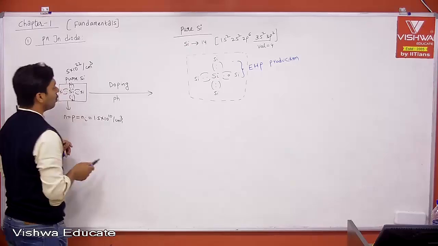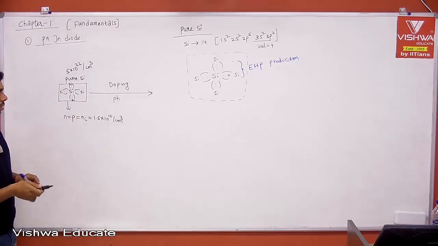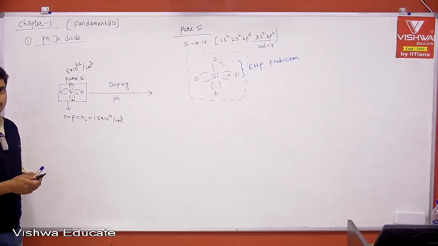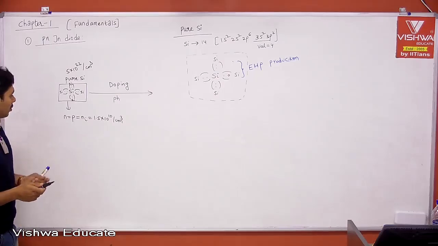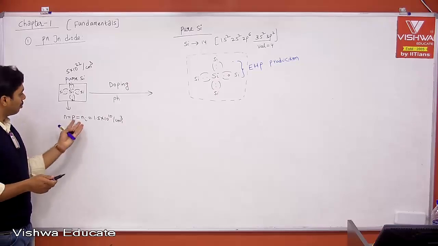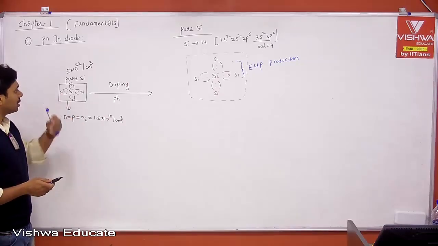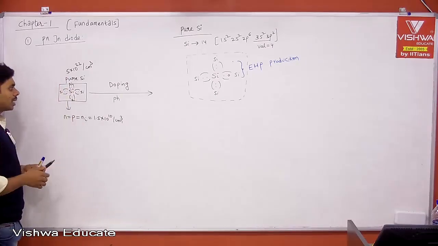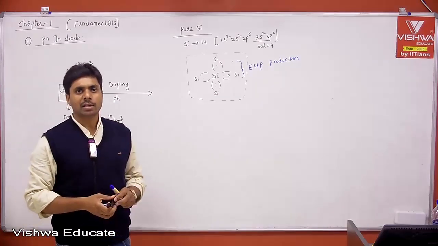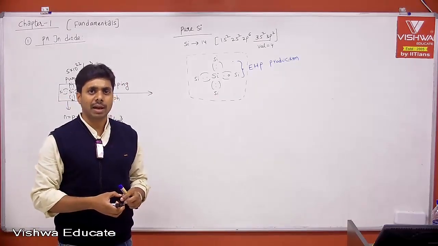If I want to increase only the electron concentration, that is called N-type doping, and if you want to increase only the hole concentration, that is called P-type doping. If you want to increase both of them, increase the temperature, and both will increase. Why? If you increase the temperature, more bonds will be broken. If more bonds are broken, then obviously n = p, which is nothing but ni, will increase.